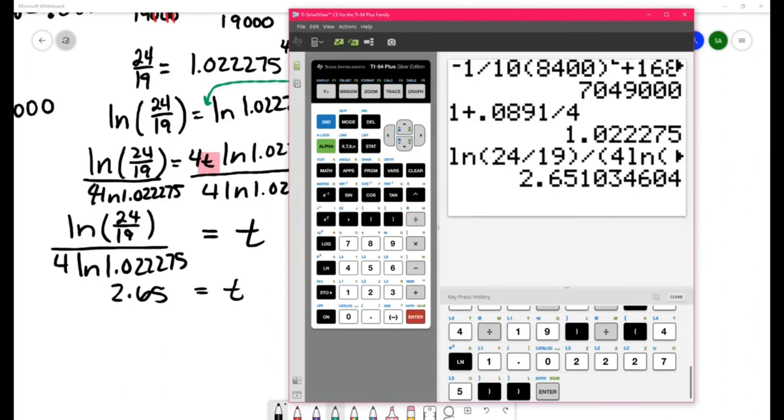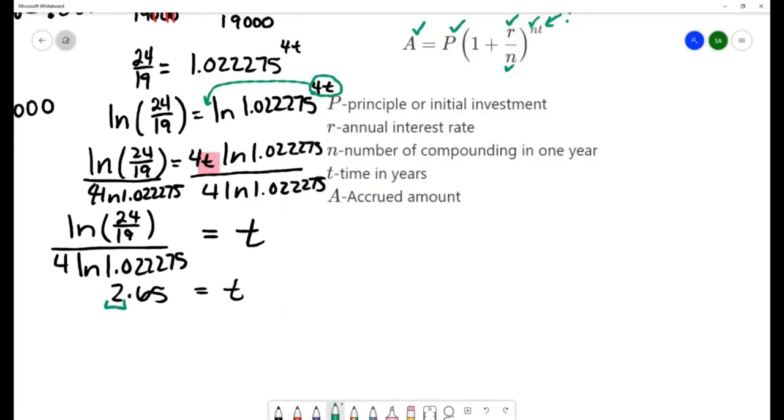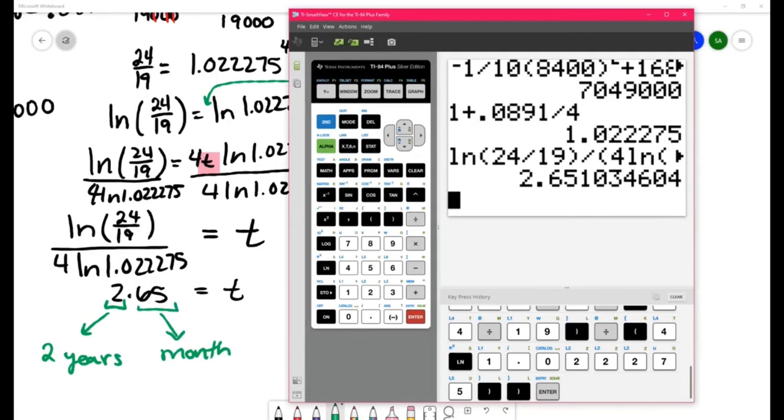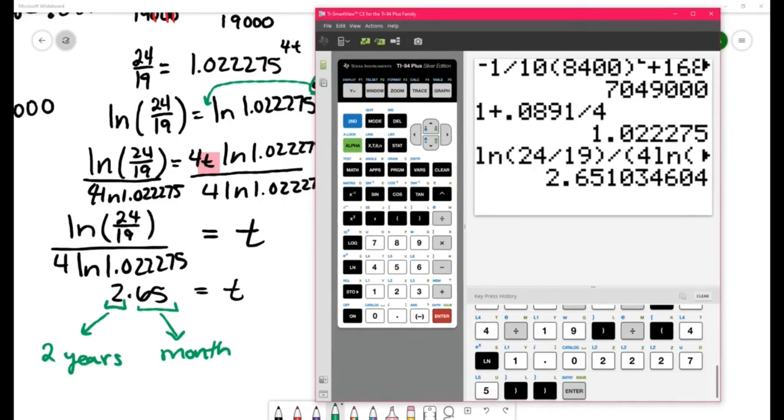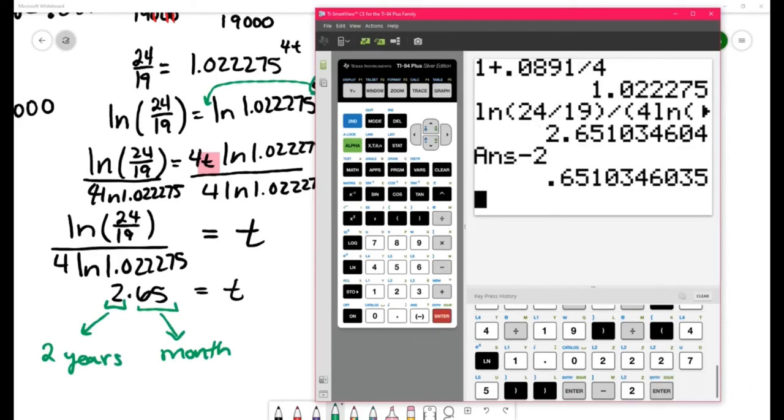So as I look at this, this is in years. And if I take the 2, that's going to be 2 years. And I'm going to take this portion to help me figure out how many months I have. So that's 0.65, which is more than half of a year. So we know it's going to be more than 6 months. But let me show you how in my calculator I'm going to figure this out. So first off, I'm going to subtract 2 from the answer because I'm not concerned about the years portion. I'm only concerned with the months.